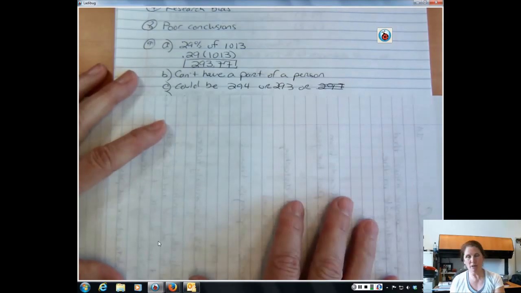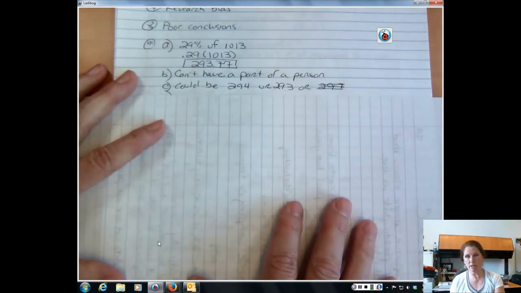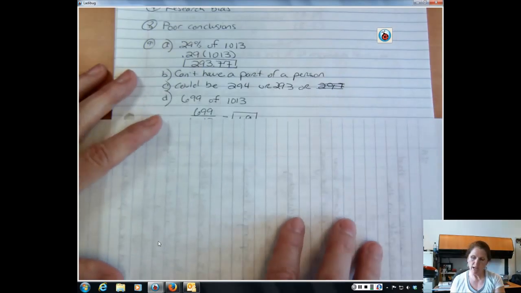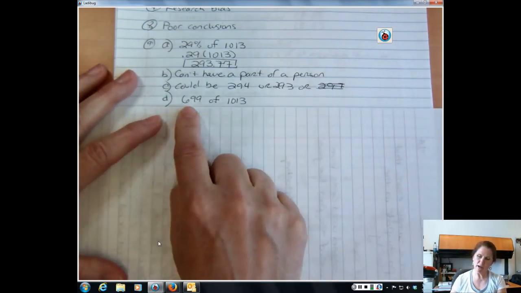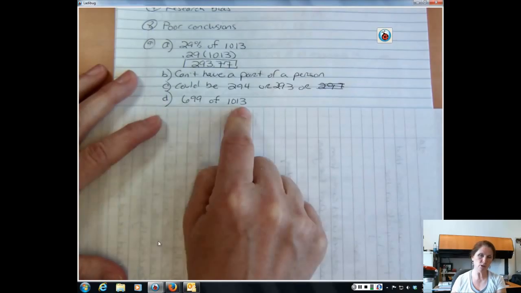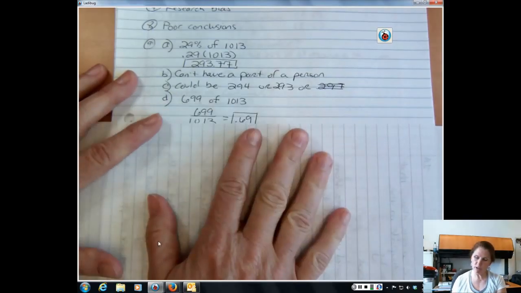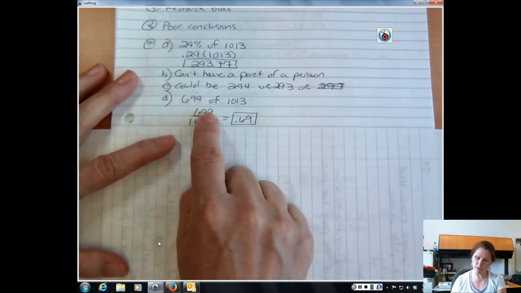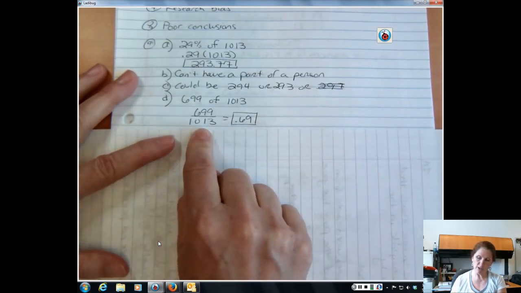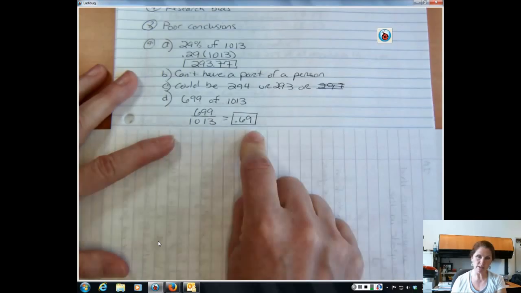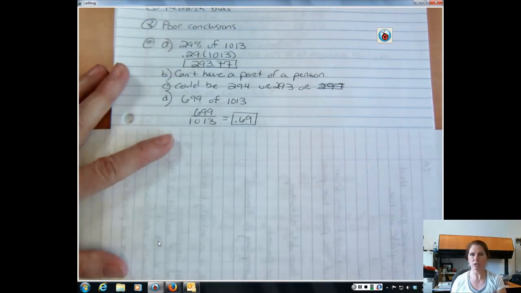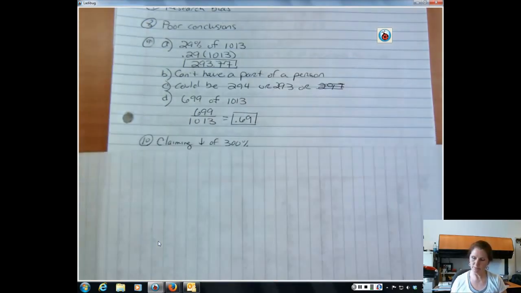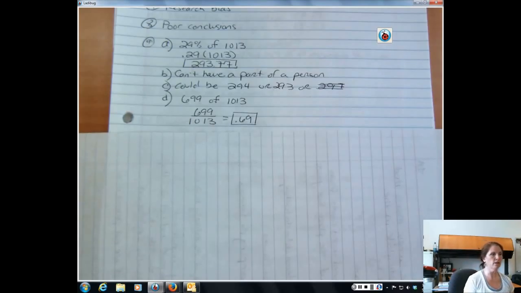Statistics is not about exact. It's about making a good guess based on the knowledge that we have. And then they said there were 699 of the 1,013 who responded a certain way. What percentage is that? When you want to find a percentage, you take the first number divided by the bottom number. Just divide that and you get 0.69. So that's how you're going to do those problems on that homework.